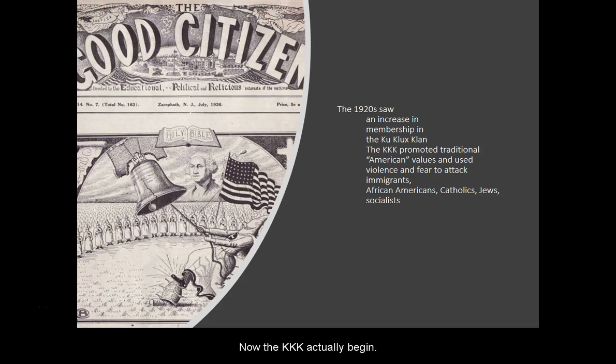Now, the KKK actually begins during and after the Civil War. And at that time, the Klan really focused on being a vehicle for white Southern resistance to Reconstruction-era policies aimed at establishing political and economic equality for African Americans. The Klan that emerges in the 20s is significantly different. And their range of people that they go against has grown.